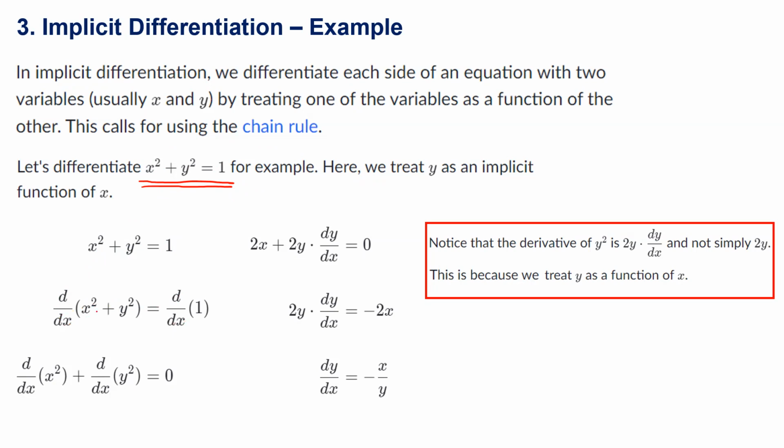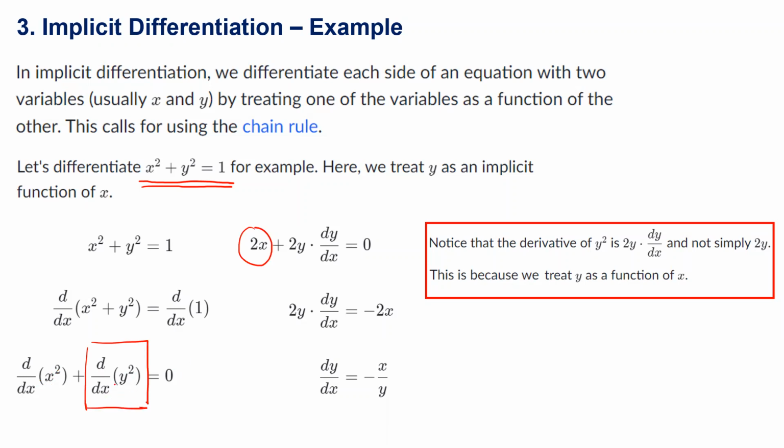For the left side, remember y is a function of x. According to the sum rule, we have d(x squared)/dx plus d(y squared)/dx equals the right side, which is the derivative of a constant, which is 0. Then for the left side, d(x squared)/dx is just 2x. You need to pay attention here: what is d(y squared)/dx?